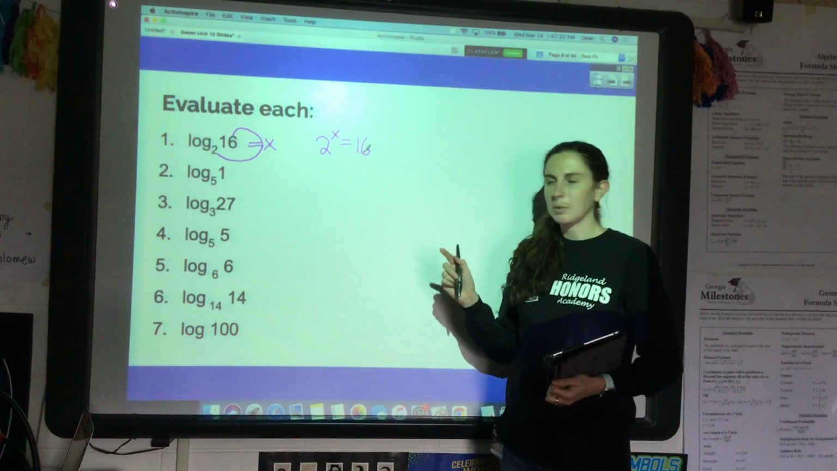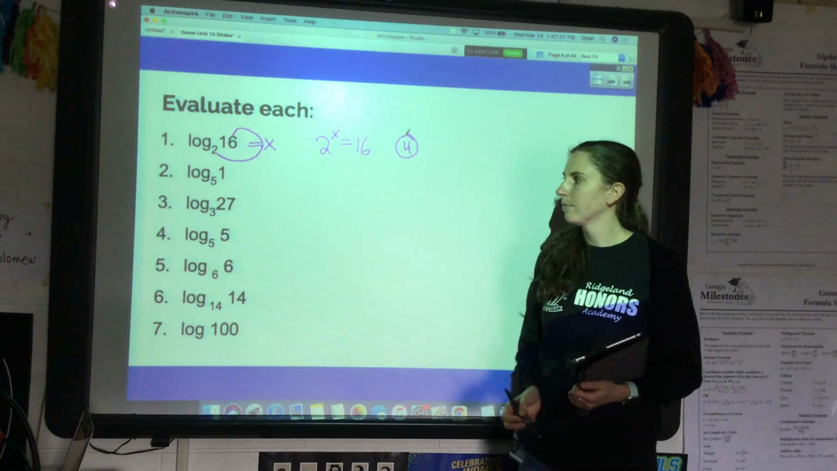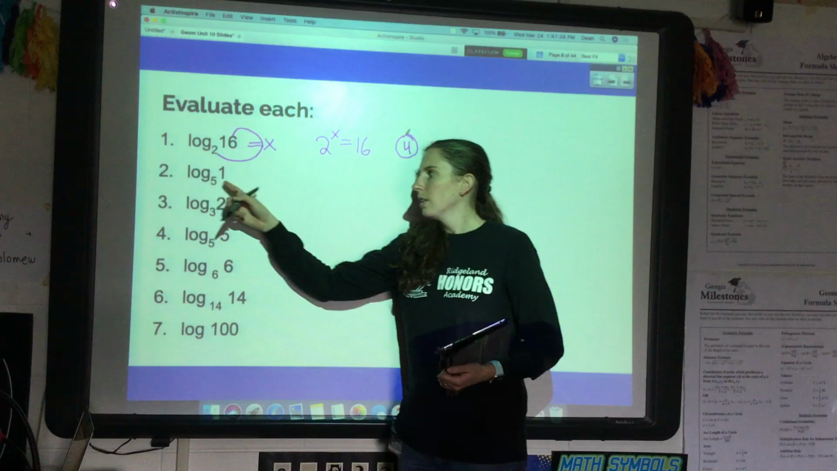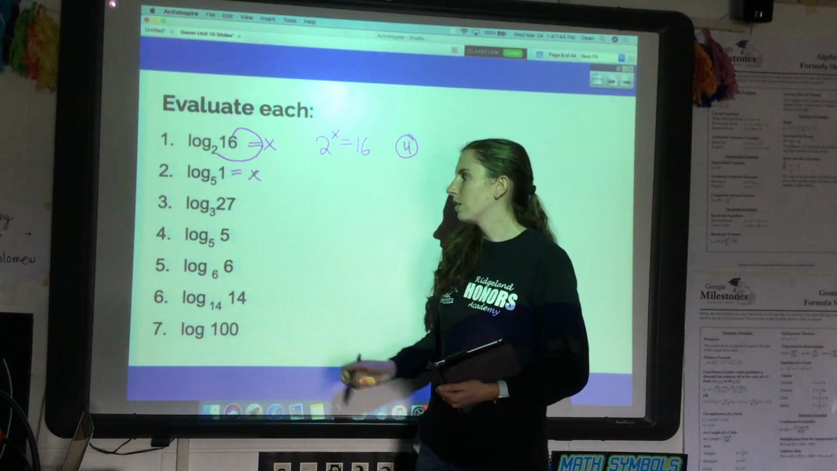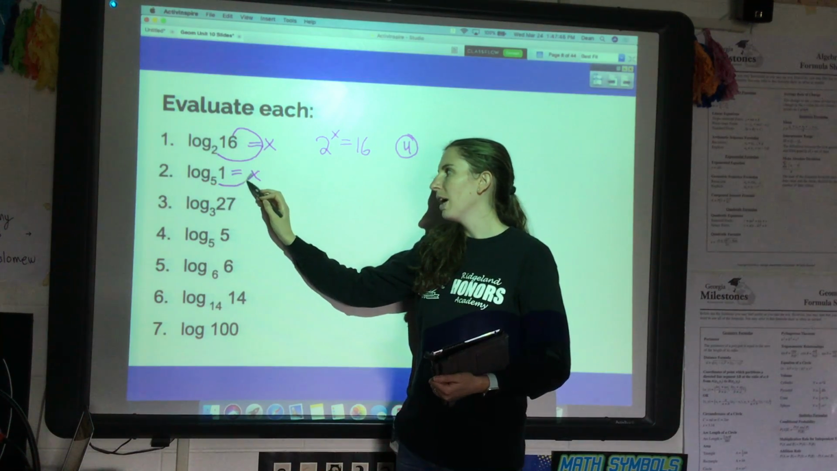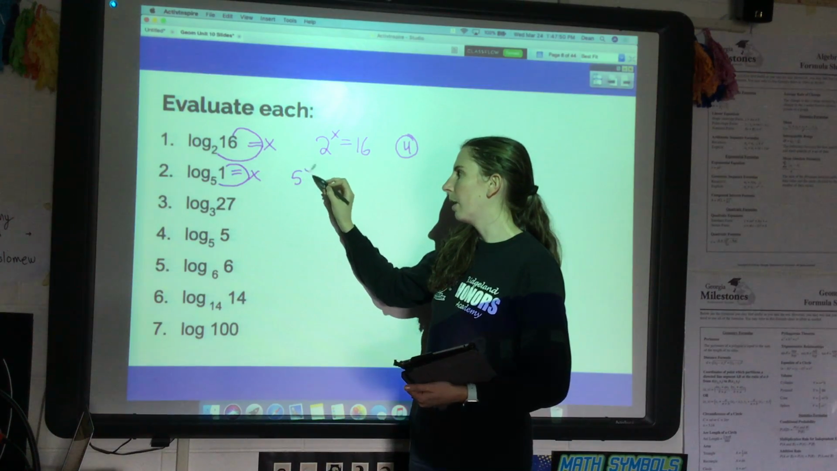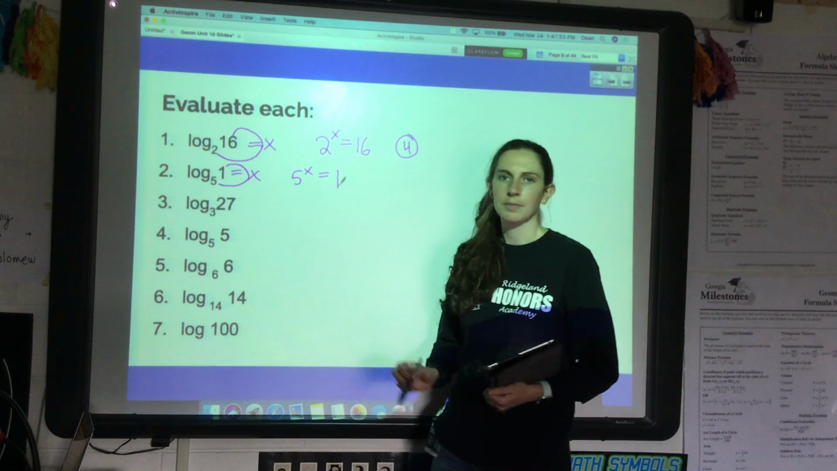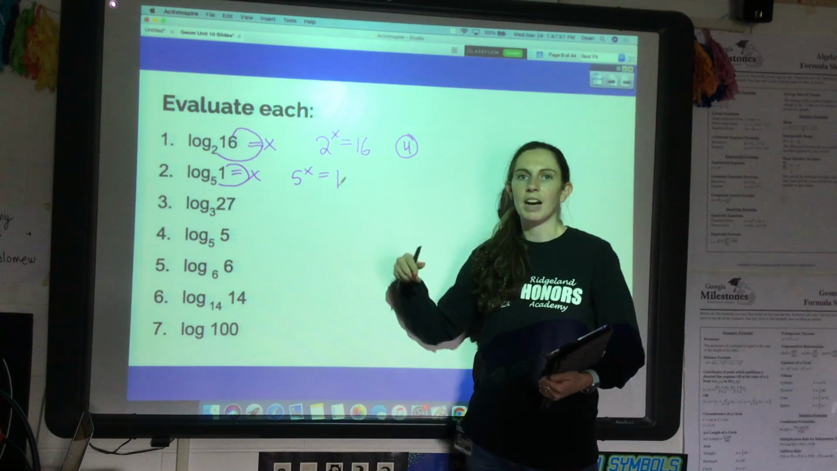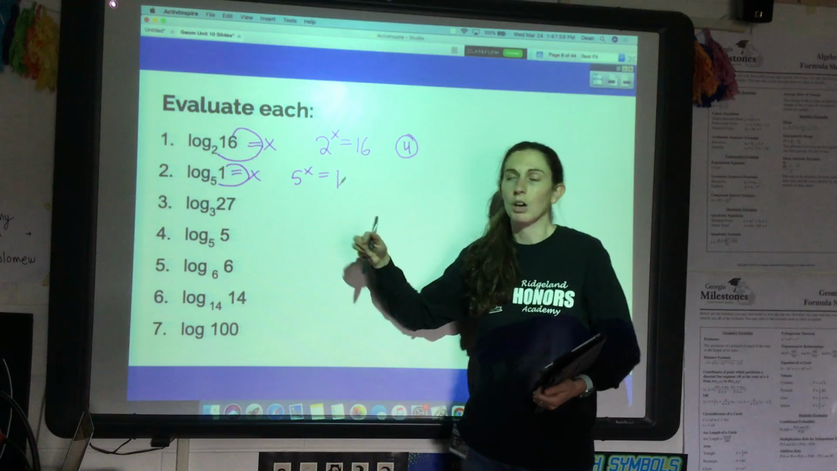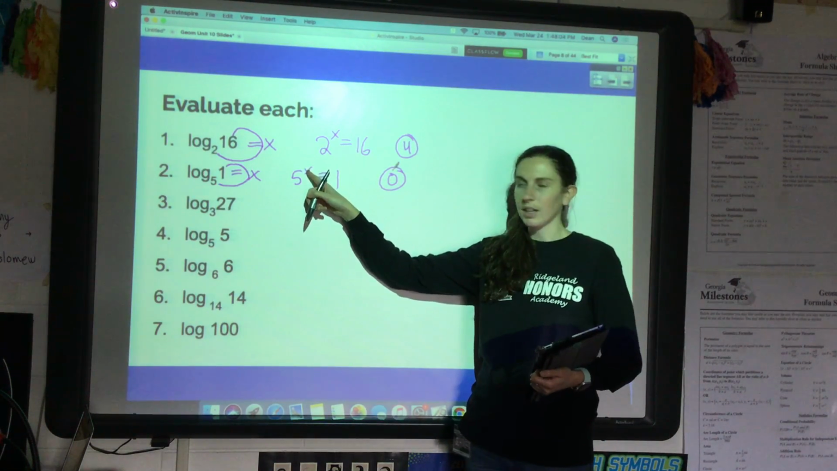And that would be 2 times 2 times 2 times 2, 4 times. So x is 4. On this one, I'm trying to see what it equals. And so 5 to what power gives me 1? That one's a little weird. 5 to what power gives me a 1? Well, if I try to put a 1 here, that would just be 5. So I'm going to actually have to do 0. Because anything to the 0 power is 1.